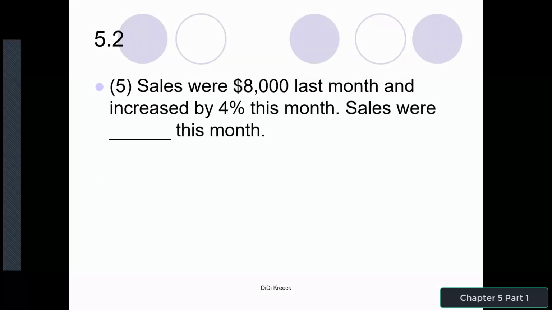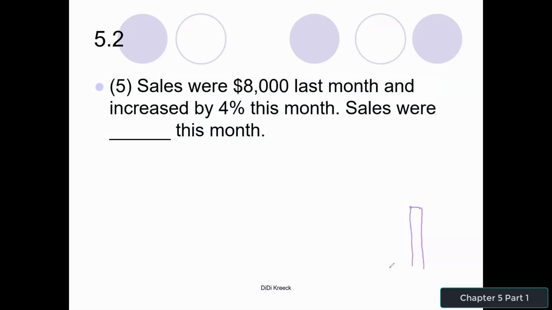Okay, a similar example is problem number 5 of 5.2. Sales were 8,000 last month and increased by 4% this month. So what are the sales for this month? Okay, so again, this is similar to the previous problem that we just worked. If I have sales of 8,000 last month, and this month I have a sales increase of 4%.